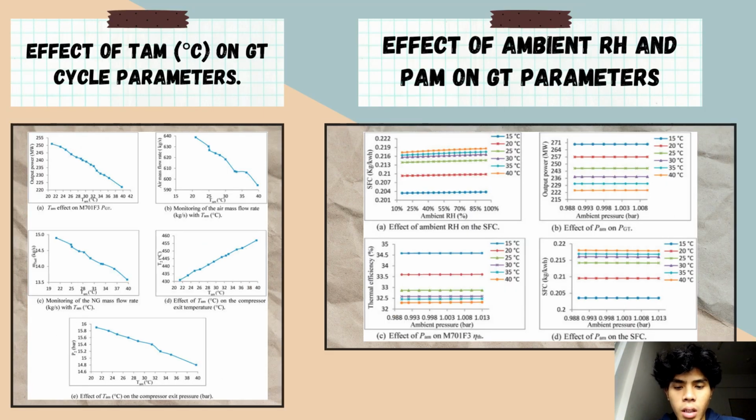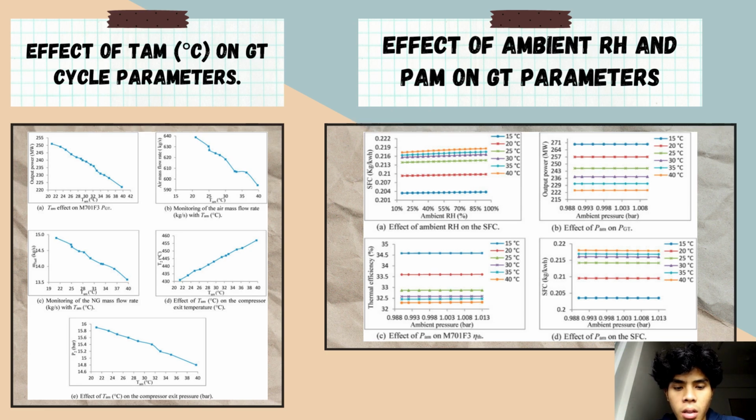On the left side of the slide is shown the effect of TAM Celsius on the GT cycle parameter diagram. Based on the diagram, all of the graphs are decreasing in values except graph D, which is the effect of TAM Celsius on the compressor exit temperature graph.